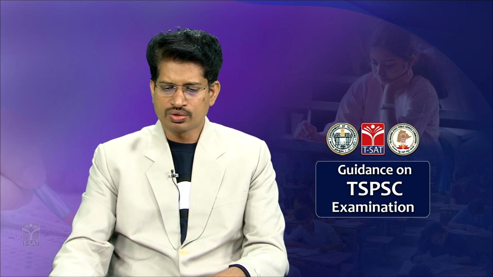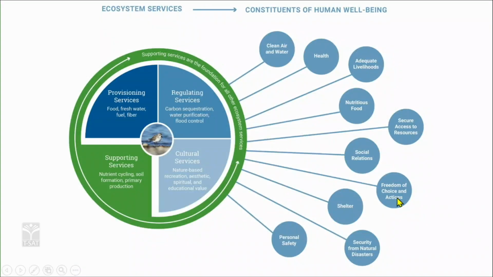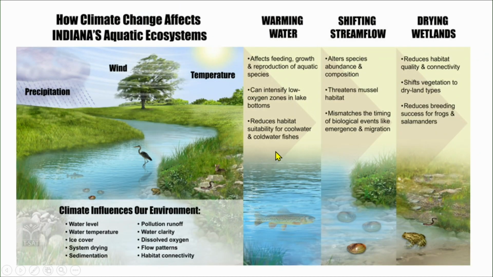This happens because of these ecosystems. Next is freedom of choice and action. So, you have different resources available and because of which you have got choices. Shelter is being provided by the ecosystem, whether it is a natural or an artificial shelter, the resource is being extracted from the ecosystem. So, personal safety, these are all the different kinds of services being provided by the ecosystem.